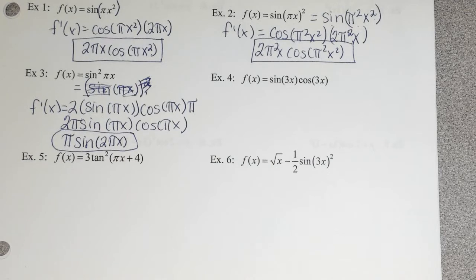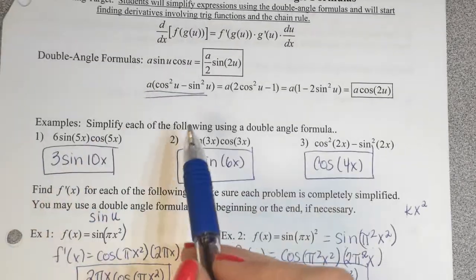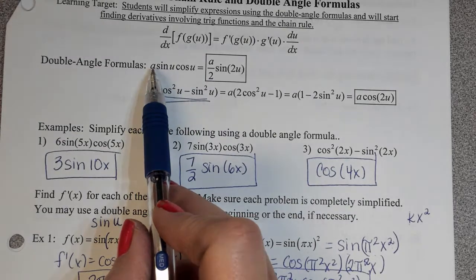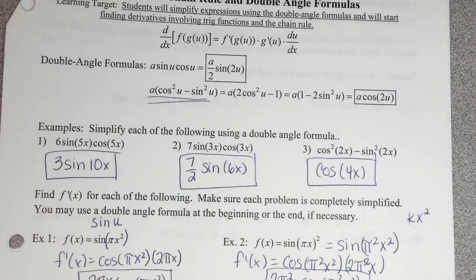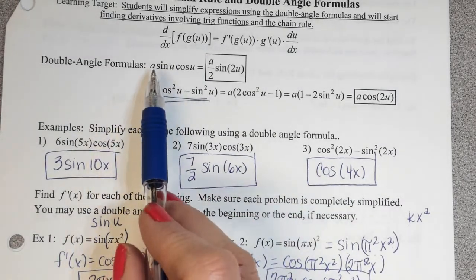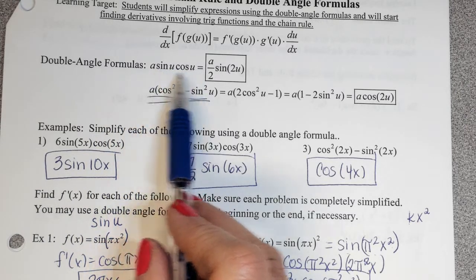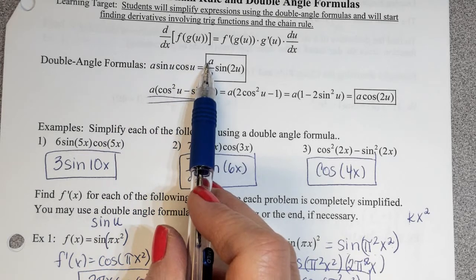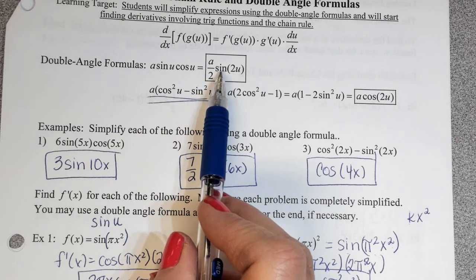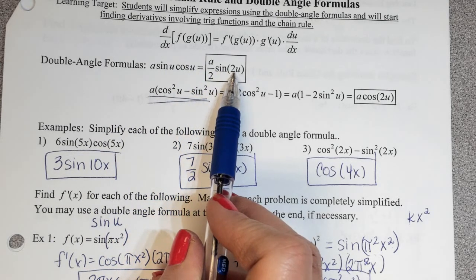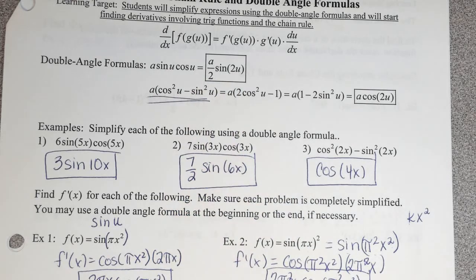Sarah, what? I don't understand that. I get everything else until you started doing the double angle. Okay, so back to the double angle formula. The double angle formula says whenever I have something in this form, where it's going a sine u cosine u, that is equivalent to the coefficient divided by 2 times the sine of double the angle. That's what the double angle formula says.